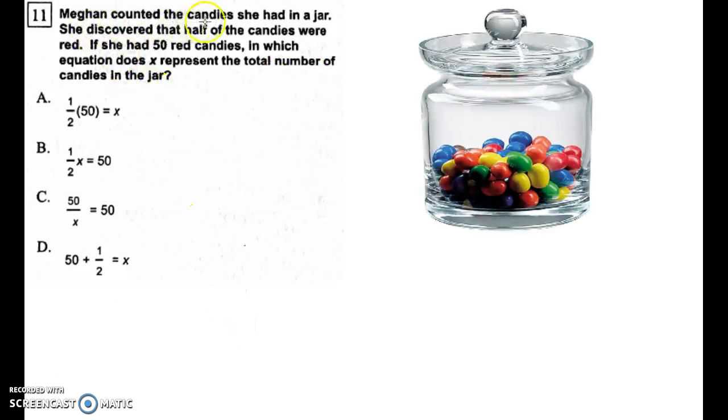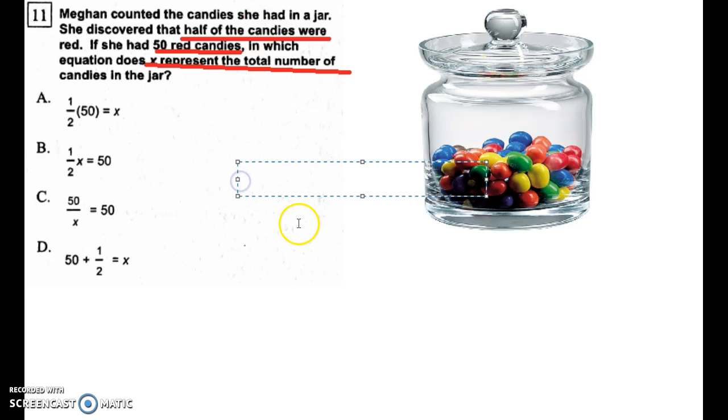Number 11. Megan counted the candies she had in a jar. She discovered that half of the candies were red. If she had 50 red candies, in which equation does X represent the total number of candies in the jar? So let's underline some keywords here. She discovered that half of the candies were red, right? Half of them. And 50 of them are actually red. So in which equation does X represent the total number of candies in the jar?